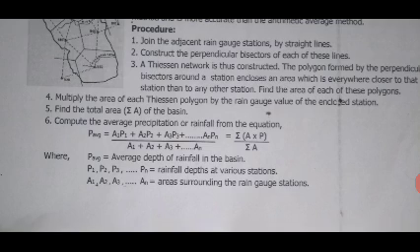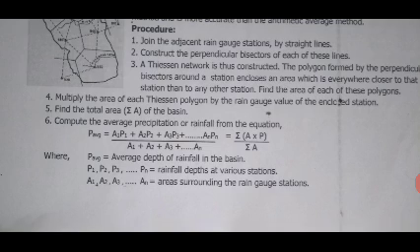Fourth, multiply the area of each Thiessen polygon by the rain gauge value of the enclosed station. Fifth, find the total area, that is summation A, of the basin. Sixth, compute the average precipitation or rainfall from the equation.